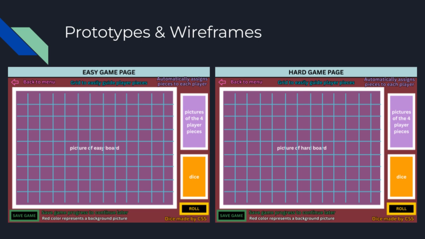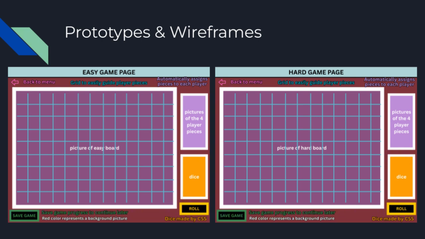Here are the prototypes and the wireframes for the easy game page and the hard game page. First, for each page, we're going to have a board in the middle. This is where the players will move around and there will be snakes and ladders scattered around the board. On the right side, there will be the 4 player pieces, and below that is the dice. When the player rolls the dice, they'll be moved on the board depending on whatever they roll. Also, there is a save game button at the bottom for both sides.